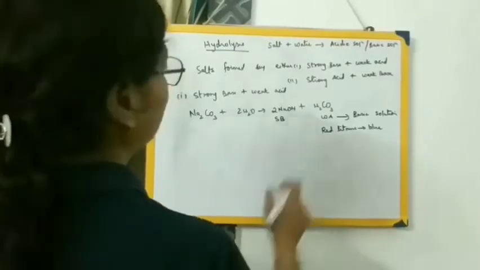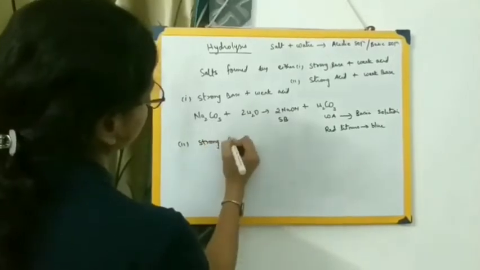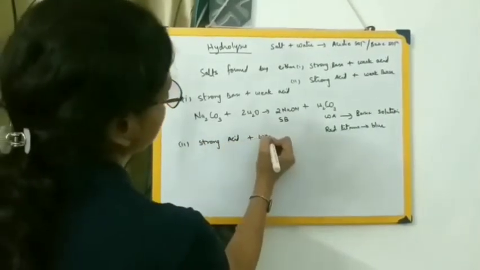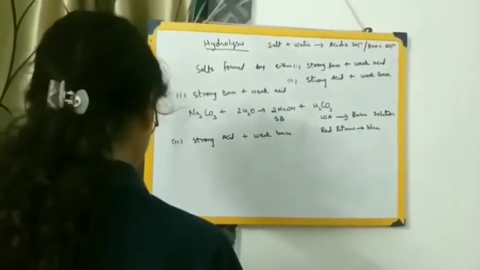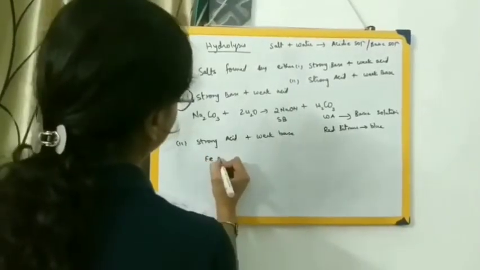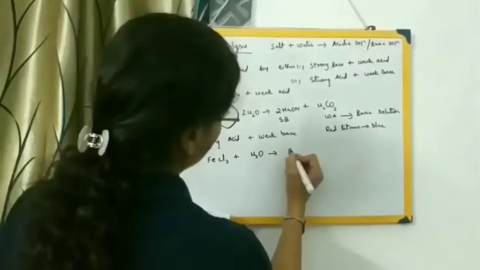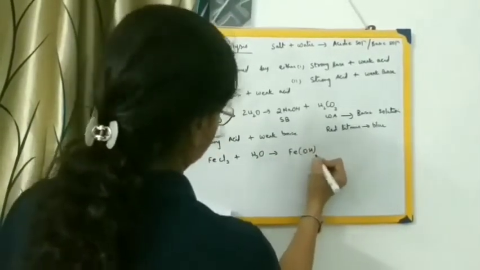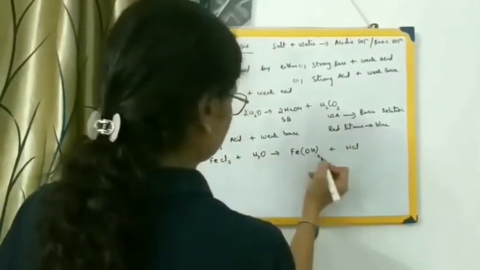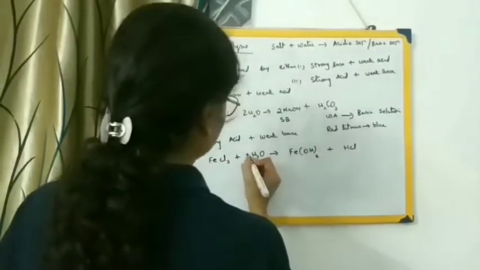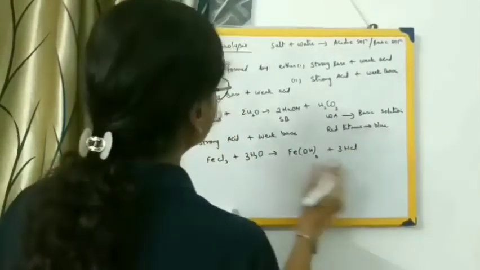Next we will take the example where we are taking strong acid plus weak base. So let me give you an example of this type of reaction where we are having the strong acid and a weak base, that is FeCl3 plus H2O, leading to the formation of Fe(OH)3 plus HCl. So this will be 3 over here, so this will be 3H2O, and this is 3H, chlorine is 3, so this is going to be 3HCl. So the reaction has been balanced.